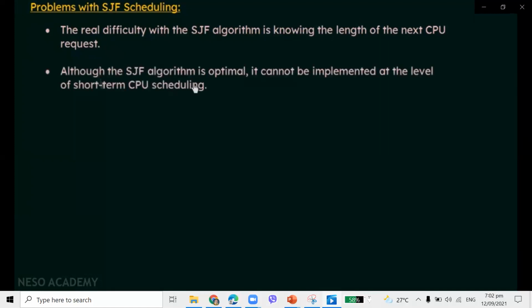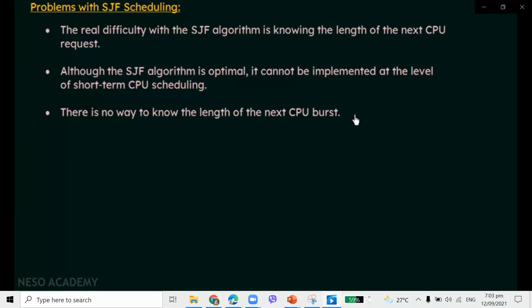So because of that, although the SJF algorithm is optimal, it cannot be implemented at the level of short-term CPU scheduling. So even though this is an optimal algorithm, as we have seen, it is difficult to implement this at a short-term CPU scheduling level. And why is that? That is because of this. It is really difficult to know the length of the next CPU request that we are going to get. So practically there is no way to know the length of the next CPU burst. So this is one problem that we have with the SJF scheduling algorithm.